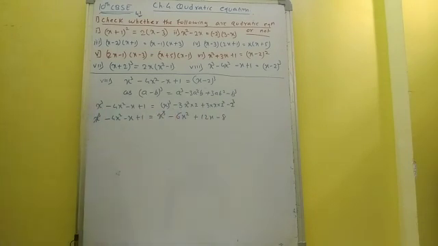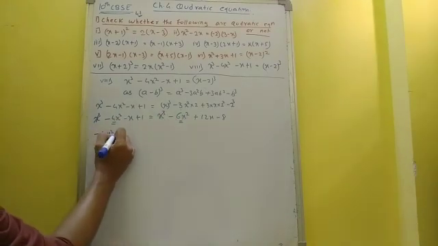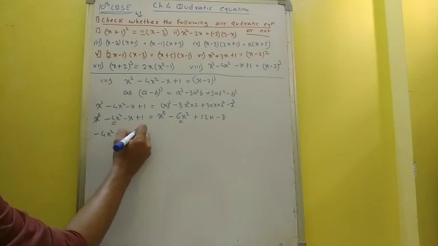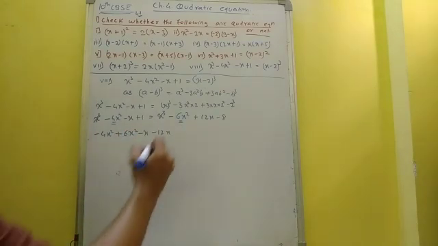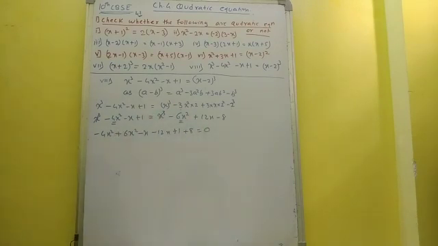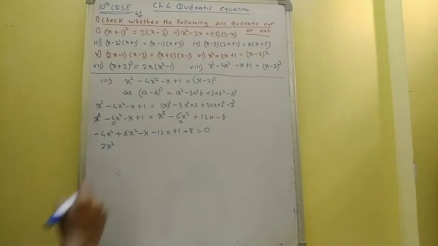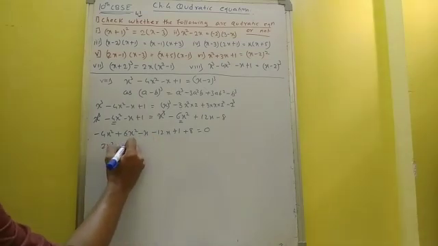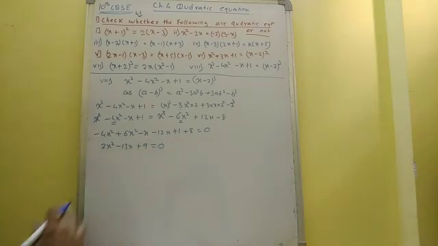So plus x cube gets cancelled. I will take all the like terms together. We have 4x square minus 6x square. 4x square minus will come here and become plus 6x square. Minus x plus 12 will become minus 12x. Plus 1 minus 8 will become plus 8 is equal to 0. Okay, so we have 2x square, 6x square minus 4x square is 2x square, minus x minus 12 is minus 13x, plus 9 is equal to 0.